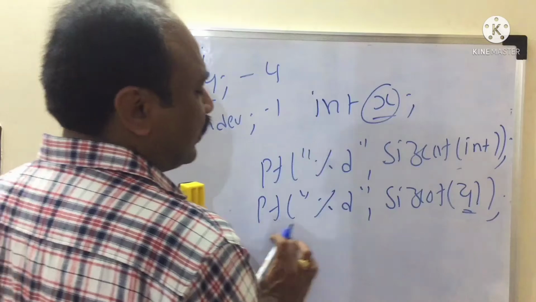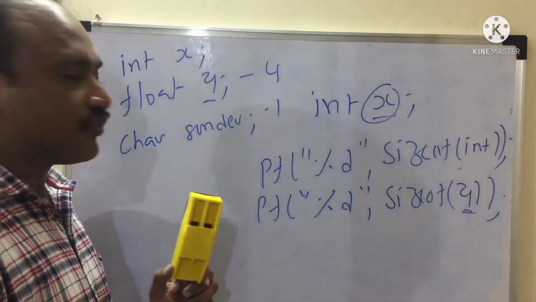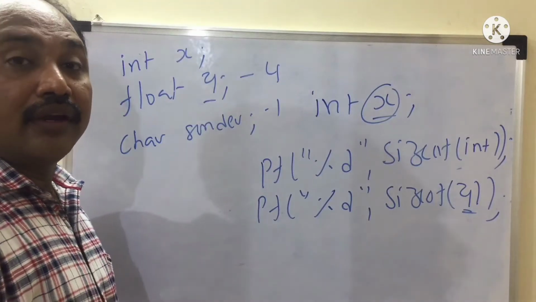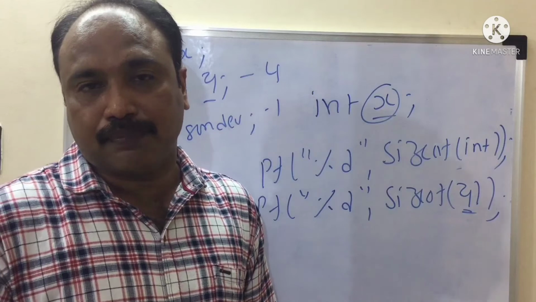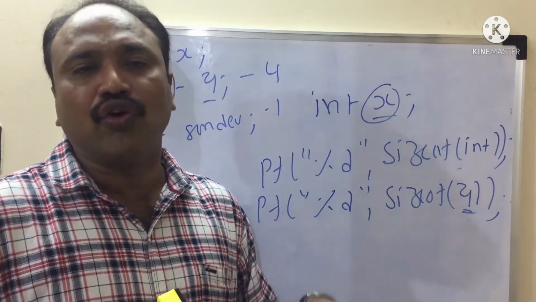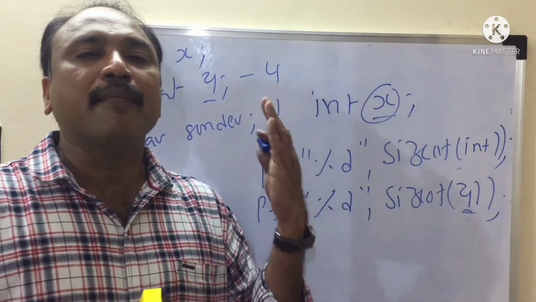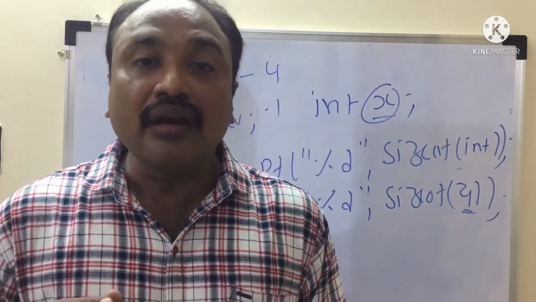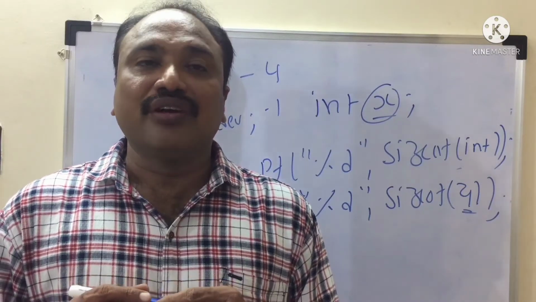In the same way, printf percentage sizeof char or sizeof gender. It is used to retrieve the memory occupied by a particular data type. It can be int, float, char or structure or array, anything, any data type. To retrieve the memory occupied by a particular data type, the sizeof operator is used.